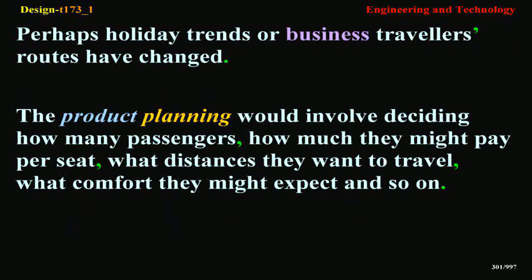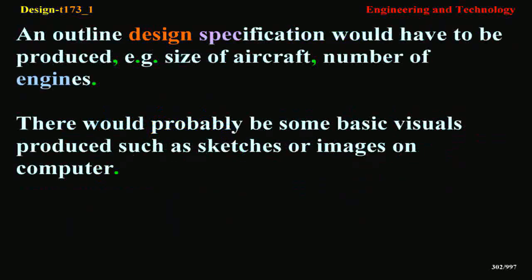The product planning would involve deciding how many passengers, how much they might pay per seat, what distances they want to travel, what comfort they might expect, and so on. An outline design specification would have to be produced, e.g. size of aircraft, number of engines.